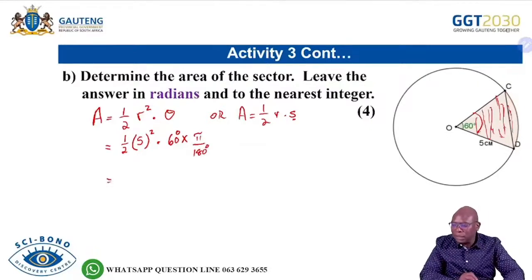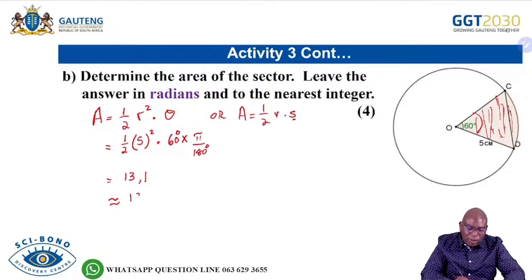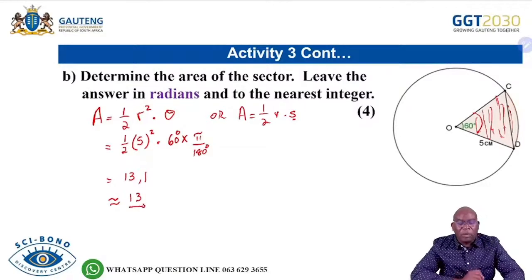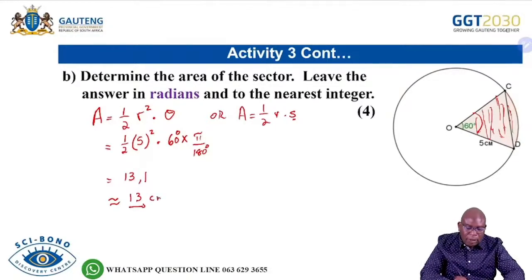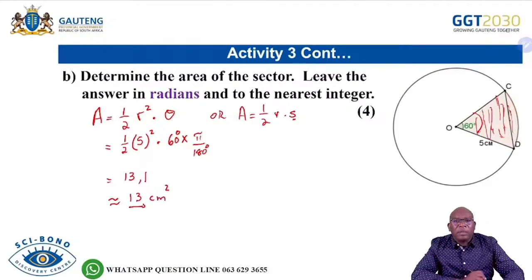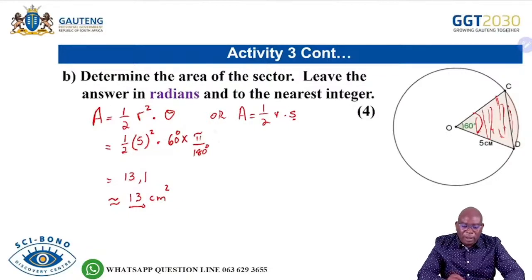Then my answer there is going to be 13,1. But they said this must be to the nearest integer, so that will be 13. So my area is going to be 13 square centimeters. Remember, we are talking area here. If I use this formula, it will be the same.